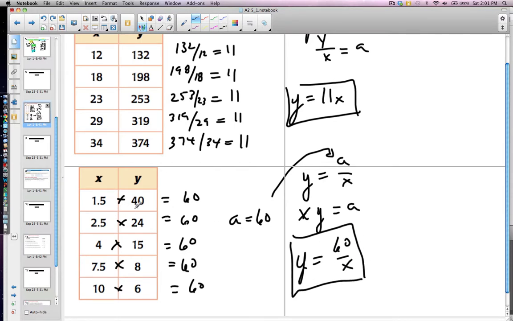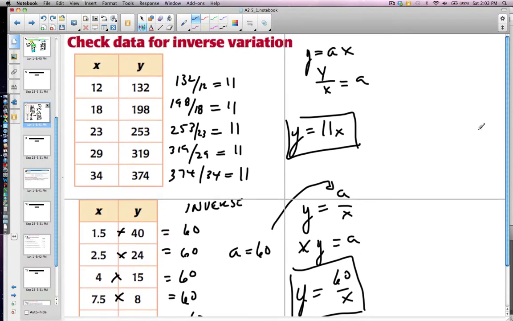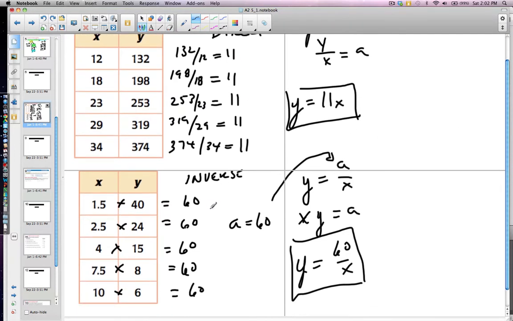Okay, so if I multiply my inputs times my outputs and get a constant, that's going to be inverse variation. If I divide my outputs by my inputs and get a constant, that's going to be direct variation. Remember again, if this had not turned out to be a constant number, then it would not have matched either of these models, and I would have said, well, it's neither, and I would have moved along.